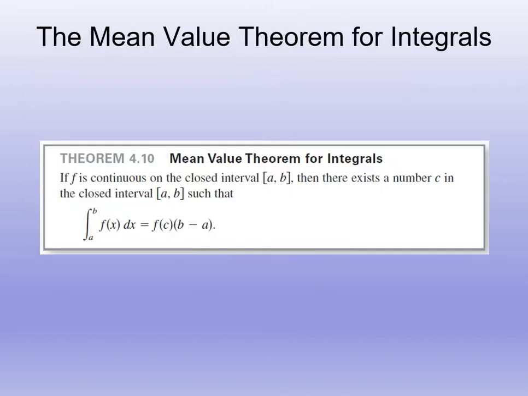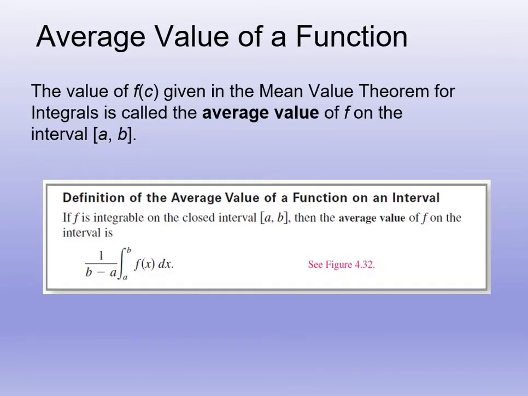All right, let's take a look at how we apply the mean value theorem for integrals. Remember, we had a mean value theorem for derivatives. We also have a mean value theorem for integrals. So Theorem 4.10 says, if f is continuous on the closed interval a to b, then there exists a number c in the closed interval a to b such that the integral from a to b of f of x dx is equal to f of c times b minus a.